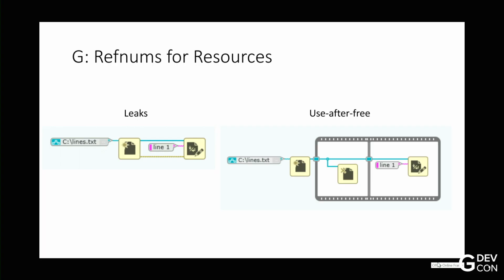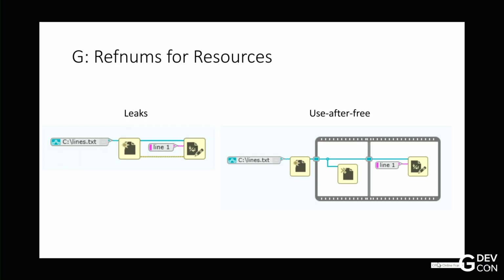One is that they can leak, and a leak is just where you acquire a resource and get a refnum to it, and then you forget to free it. The other problem is use after free. This is a bit of a contrived example, but use after free is any time you free a refnum, but you also save off some reference to it someplace that allows you to use it later or in parallel, such that the usage happens after it was freed.